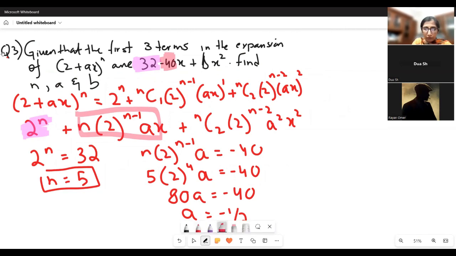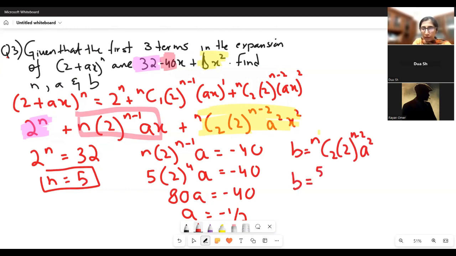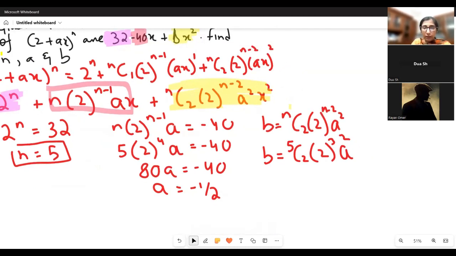Now we will compare the third term, and that would hopefully get us b. The third term in the question is bx squared. And the third term that we got after our expansion is this. So these two must be equal. b should be equal to nC2 times 2 power n minus 2 times a squared. So b would be equal to, n is 5, 5C2 times 2 power 5 minus 2, which is 2 cubed, and then a squared. a is already minus half. So we know what a is as well.